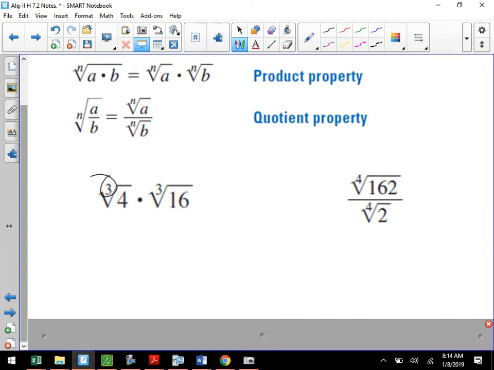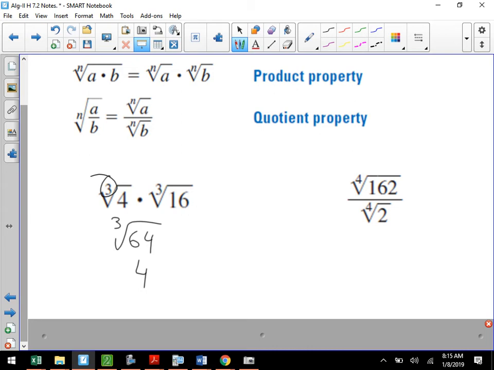That's it. So let's see. 4 times 16 is how much? Okay. Now let's think. Is that a perfect cube? Yes. One way that you could have realized that is 16 is 4 times 4. So you have the cube root of 4 times 4 times 4, which gets you 4.